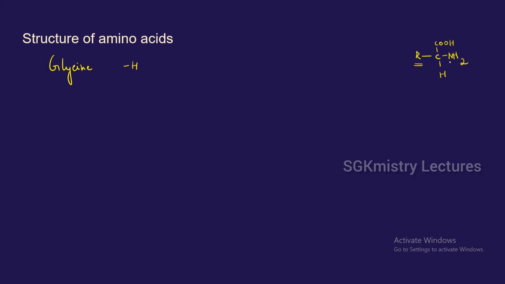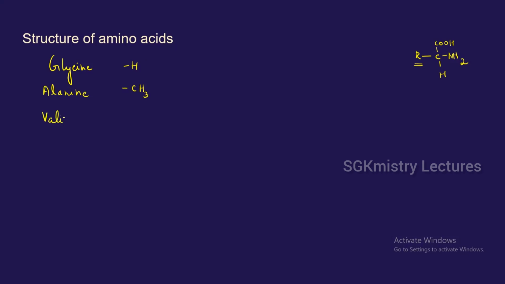This is the amino acid which is not optically active, because in glycine the carbon is attached to two hydrogen atoms, right? So two similar groups, because of which it is not asymmetric. So it is not optically active, whereas all the other amino acids can be optically active. Next is the next simpler one, alanine, where the R group is just the methyl group.